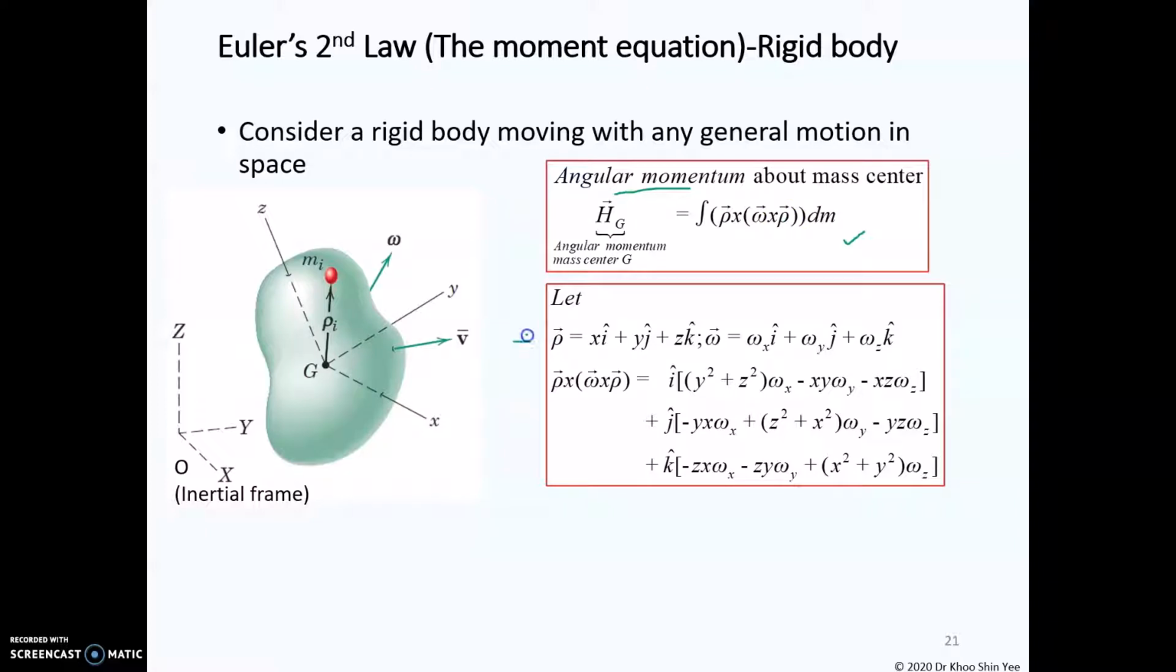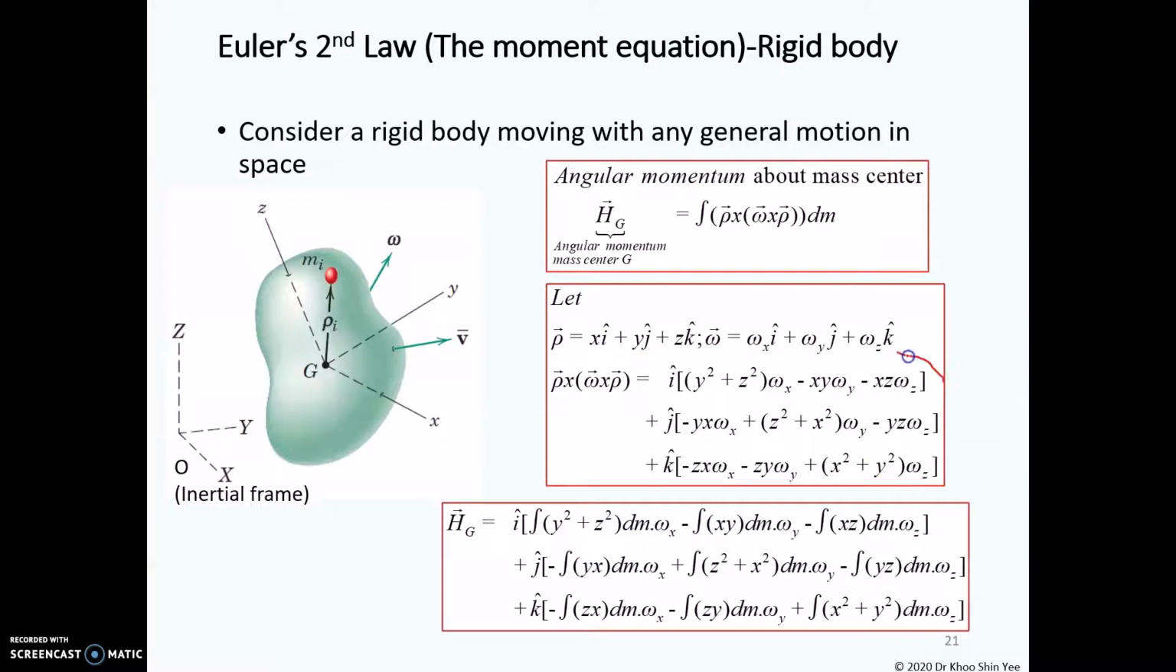Let's assume the radius vector is equal to xi plus yj plus zk, and the total angular velocity is equal to omega_x i plus omega_y j plus omega_z k. When you perform the vector triple product for this component, you should be able to obtain this result. When you substitute the vector triple product into the angular momentum equation, you should obtain this result.